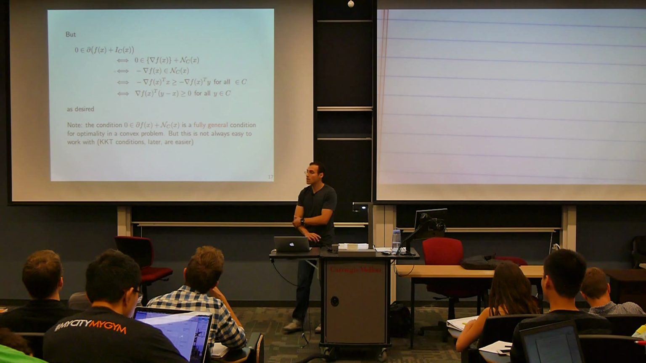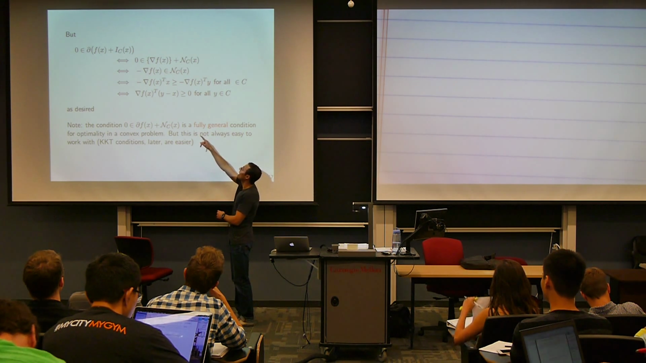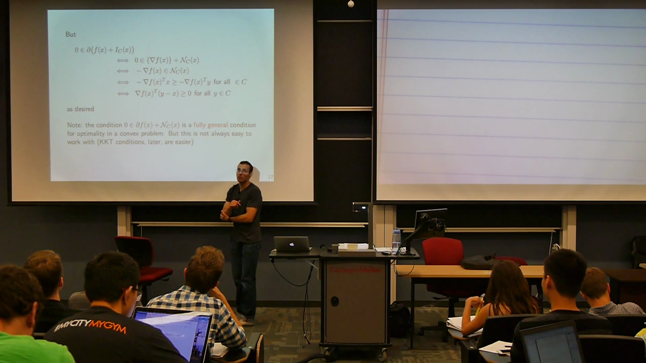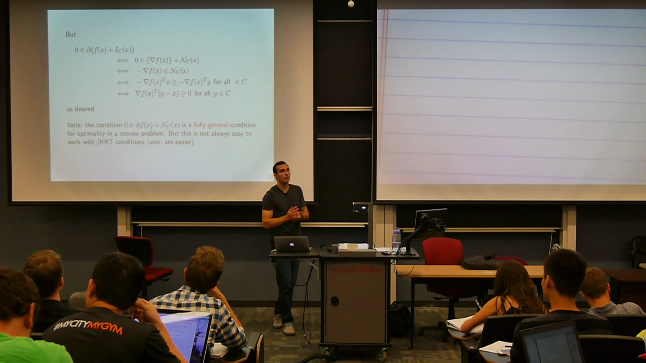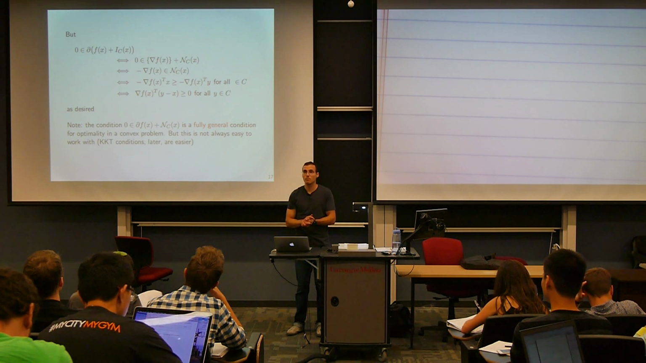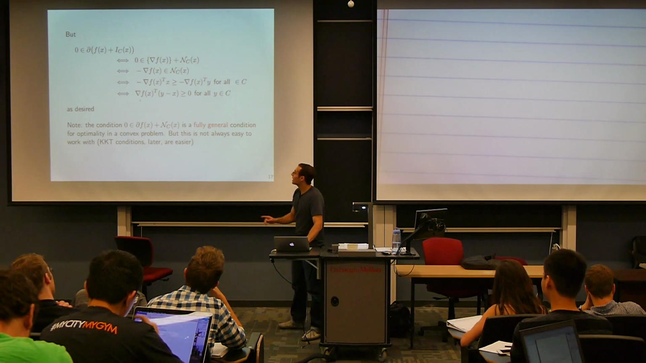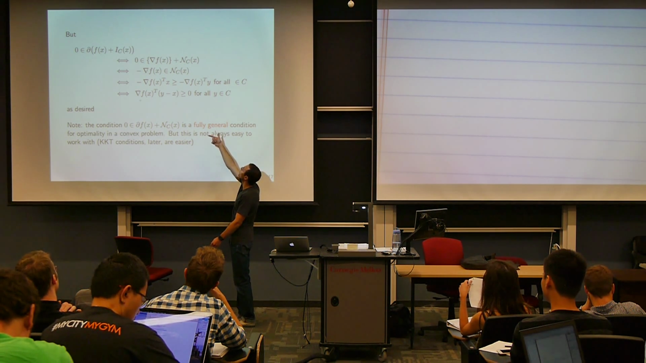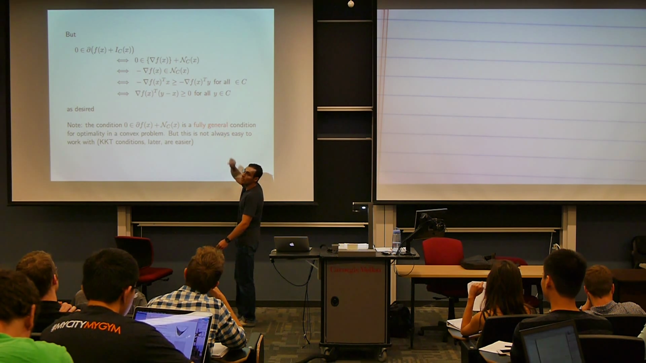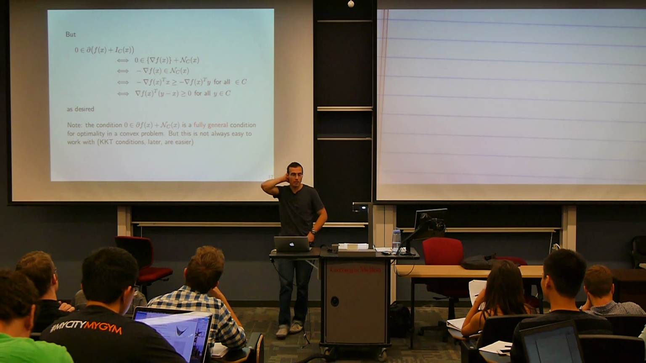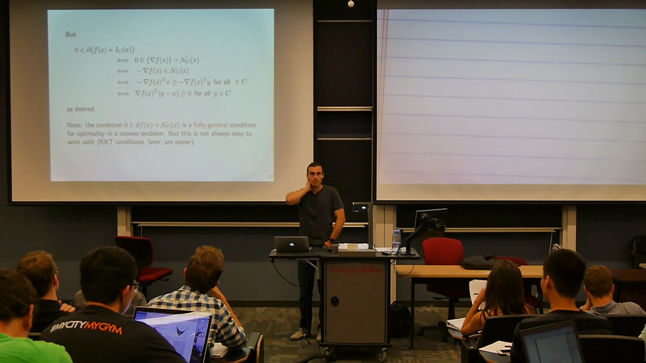Let's use the definition of the normal cone. It just means that minus grad f transpose x has to be bigger than or equal to minus grad f transpose y for all y in the set, by definition of the normal cone. Just rearranging that gives us this first order optimality condition: move x to this side, grad f transpose to the other side. So there's the first order condition for optimality, derived in just a few lines from the subgradient optimality condition.